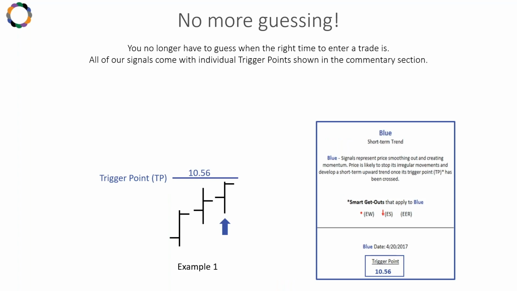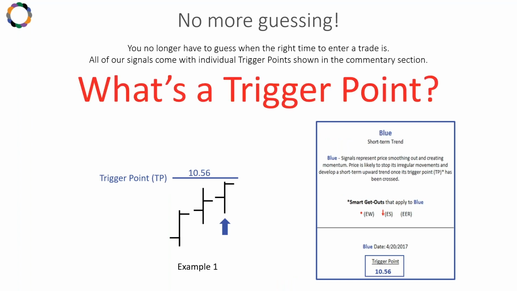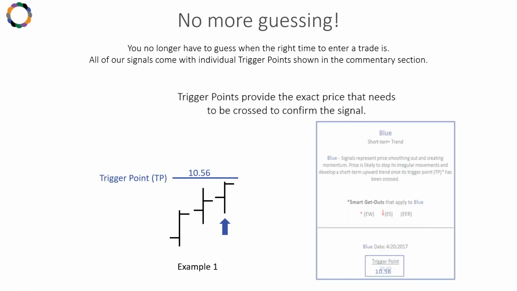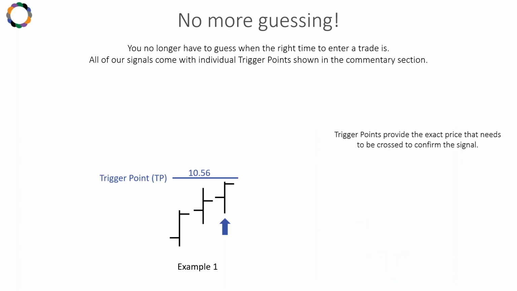All of our signals come with individual trigger points shown in the commentary section. Now, you're probably thinking, well, what's a trigger point? Trigger points provide the exact price that needs to be crossed to confirm the signal, which means gone are the days of jumping into a trade just because price took off the last bar's high. That one-size-fits-all approach is now a thing of the past. All of our trigger points are customized to fit the specific security that you're looking at.